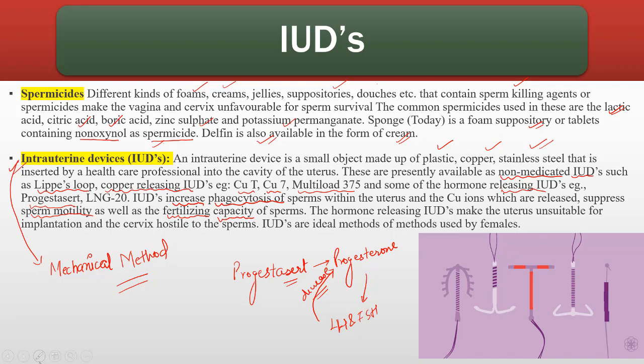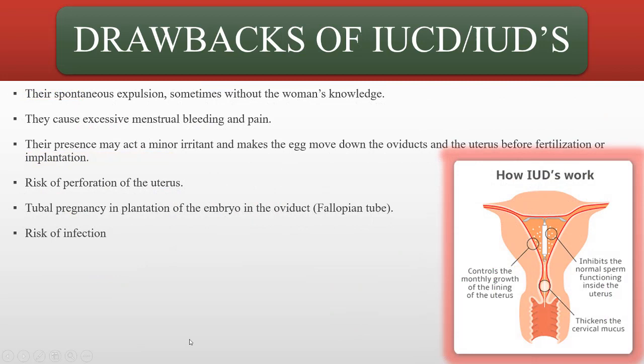Okay, so now coming to the next, my dear students, drawbacks of IUCD, intrauterine contraceptive devices. Intrauterine means they are basically inserted inside the uterus. Intrauterine contraceptive devices, IUDs, may have spontaneous expulsion, sometimes without the woman's knowledge. That mechanical device can come out without the woman's knowledge. They can cause excessive menstrual bleeding and pain. These mechanical devices, especially if they are made of metals or stainless steel, can create ulcers, and they can cause bleeding and pain. They can cause uterine ulcers as well.